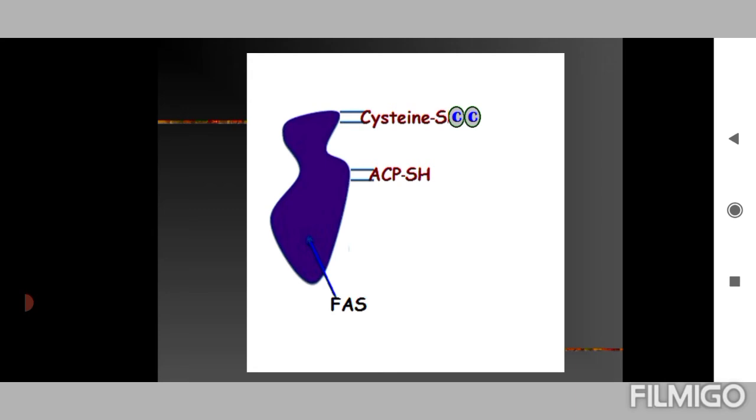There again a thioester linkage is formed, just as in the case of ACP SH, which forms a thioester linkage with the 2-carbon acetyl unit. Cysteine SH also forms a thioester linkage temporarily with the acetyl unit. Now the malonyl unit, the 3-carbon unit, comes and attaches to the ACP, so this becomes malonyl ACP.